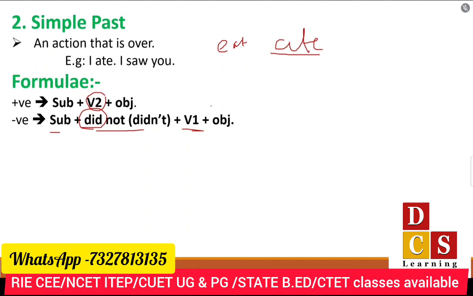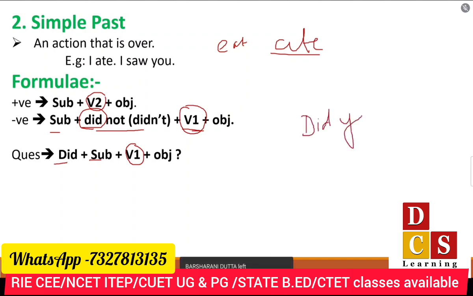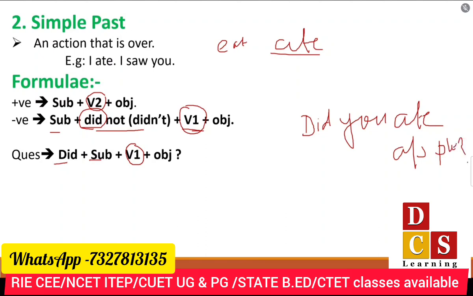So after did, you have to use the first form of the verb. If it's a question, then you have to use did first, then the subject, and then again the first form of the verb. Got it? For example, did you eat apple? Tell me, is this sentence right or wrong? Wrong. Did you eat apple?